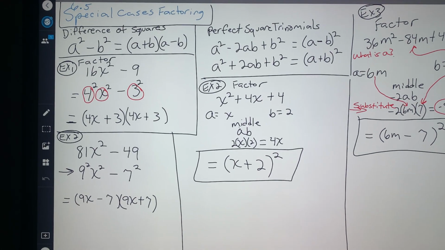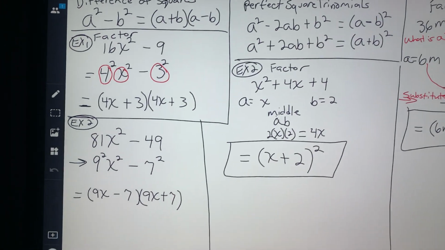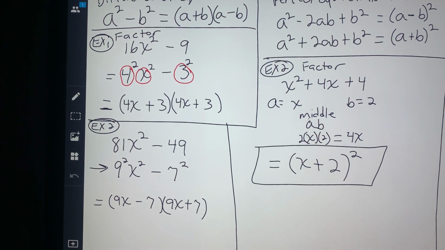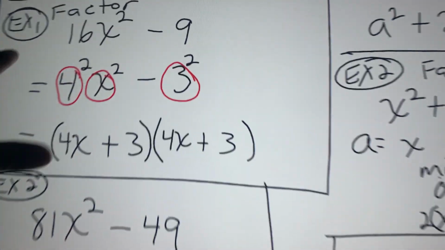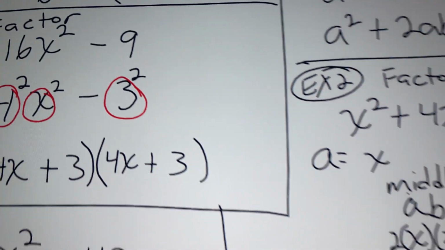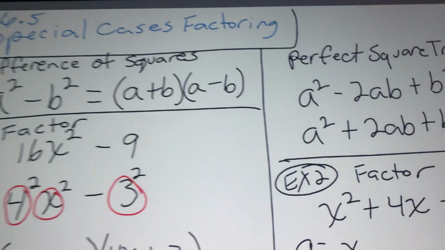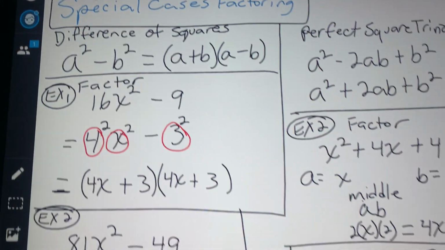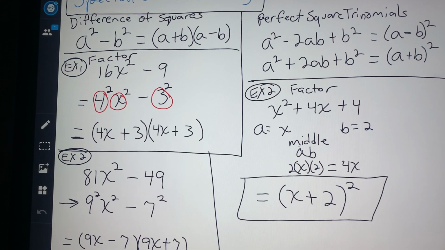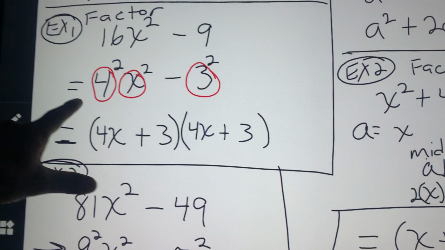Then we have special cases factoring. We have the difference of 2 squares. So in the example that I have here, it's asking you to factor 16x squared minus 9. And we notice that both of these are perfect squares. The 16 is a perfect square and the 9 is a perfect square. And we have the minus sign there. So this rule can apply to that. The rule is, now we can factor it as a plus b times a minus b. And this is how we look at it here.